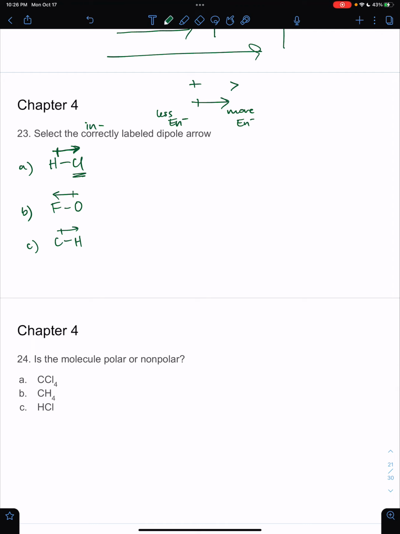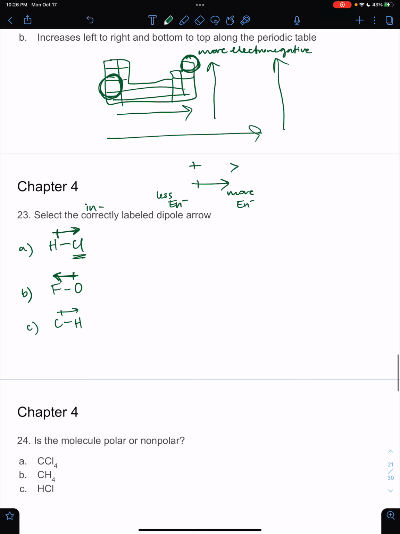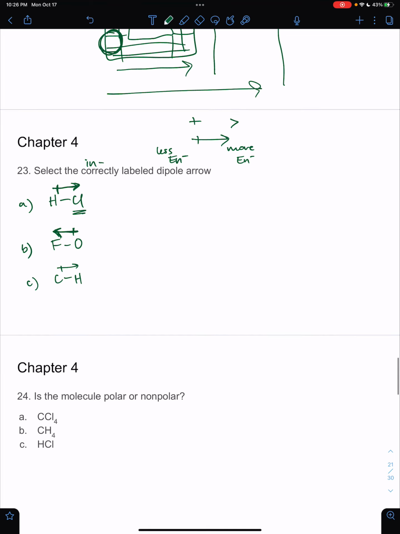Okay, and then the second one, this one is also correct because the fluorine is pretty much the most electronegative atom there is, really. So if you see a fluorine, that one is probably always going to be more electronegative than whatever it's attached to. So it's going towards the fluorine. That one's all good to go.